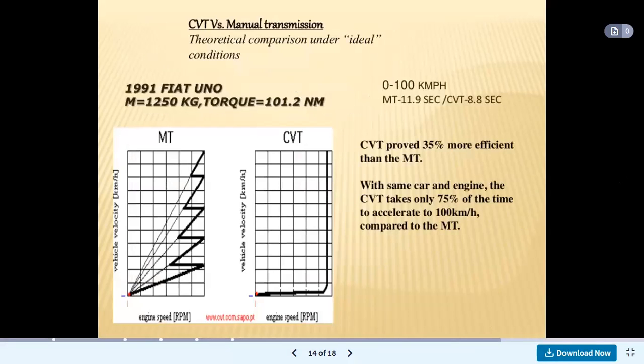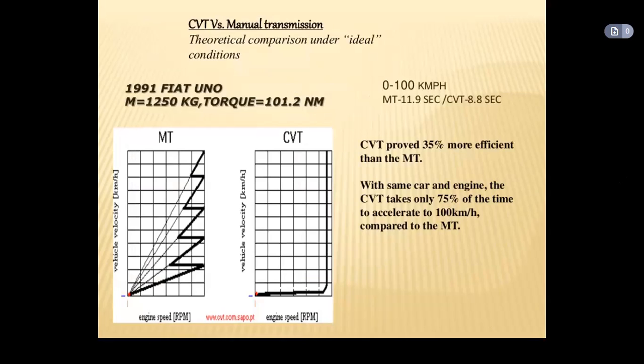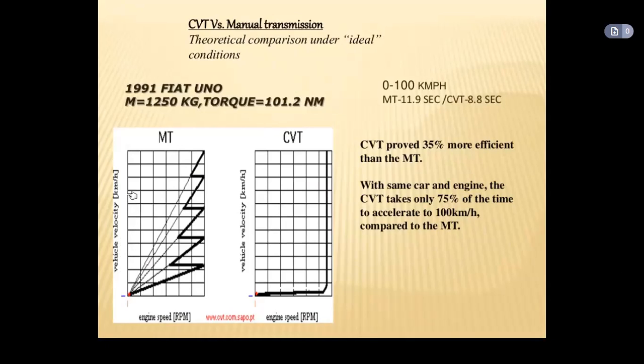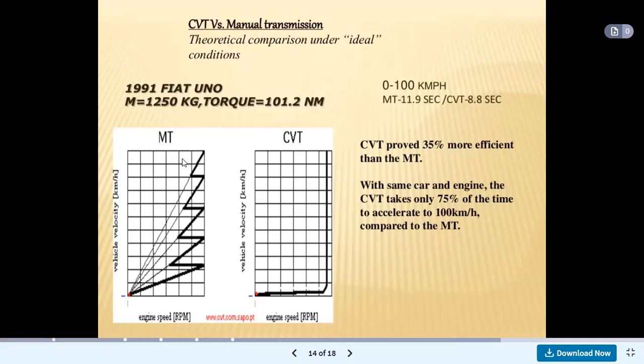CVTs versus manual transmission, a theoretical comparison under ideal conditions. This is a 1991 Fiat, for that comparison. The mass is 1250 kilograms, and the torque is 101.2 Newton meters. On the y-axis is vehicle velocity in kilometers per hour, in both cases, manual transmission and CVT. Engine speed is on the x-axis in both cases. This dark line represents our manual transmission system, and the dark line on the second diagram shows the CVT.